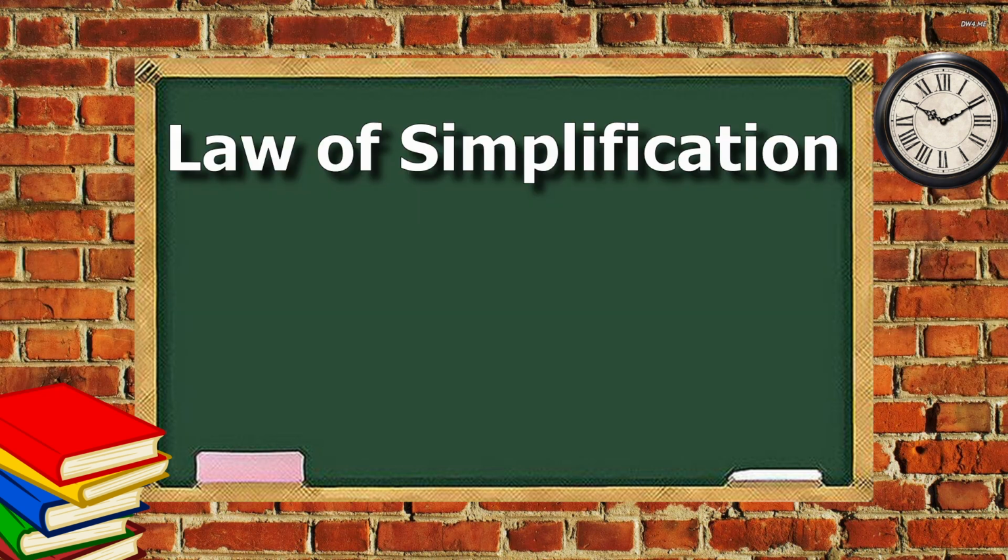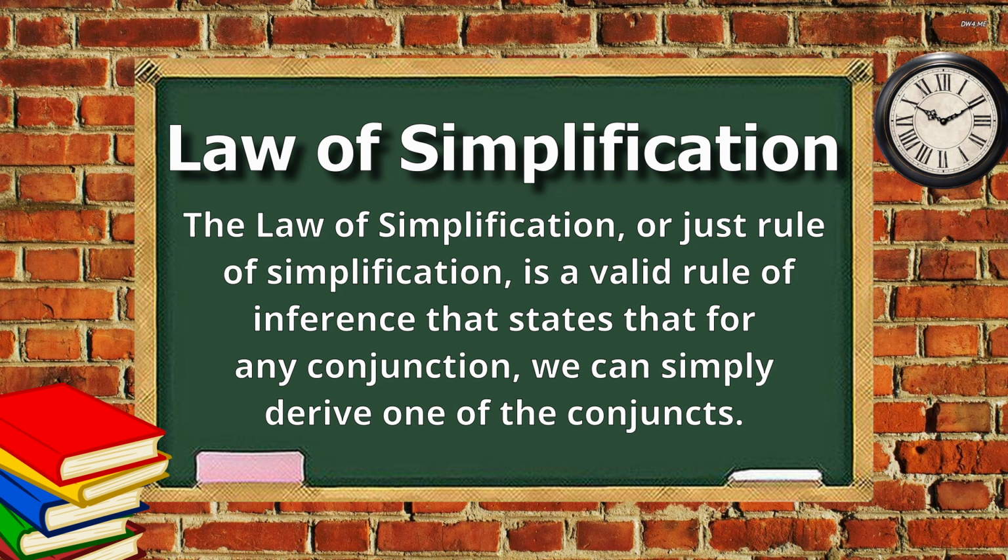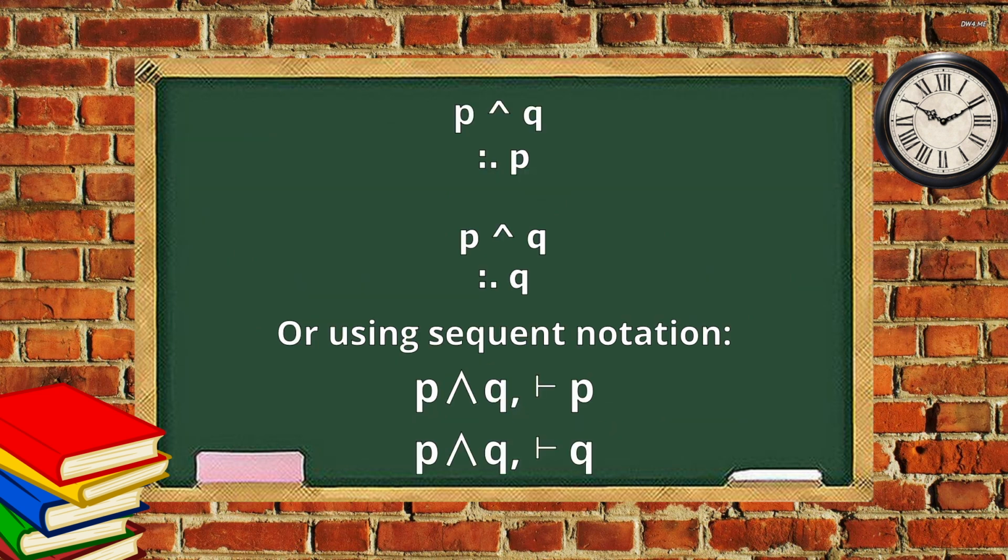Law of simplification. The law of simplification, or just rule of simplification, is a valid rule of inference that states that for any conjunction, we can simply derive one of the conjuncts. Given P and Q, then we can simplify and derive P as true. Given P and Q, then we can simplify and derive Q as true.